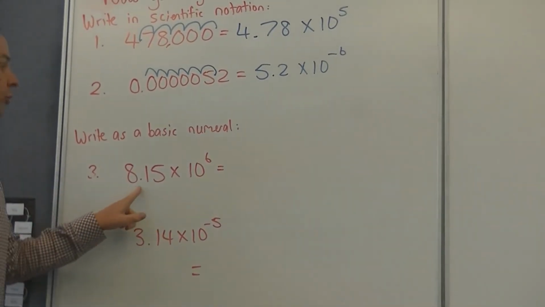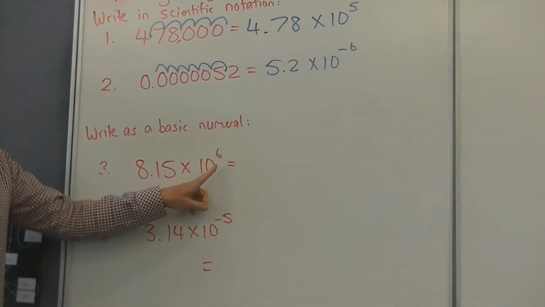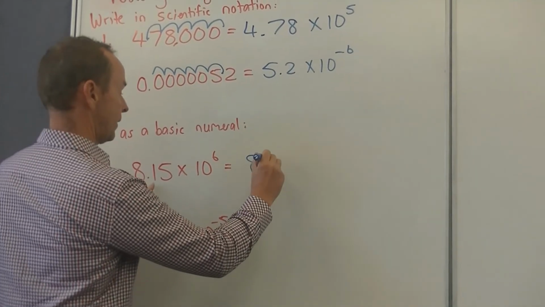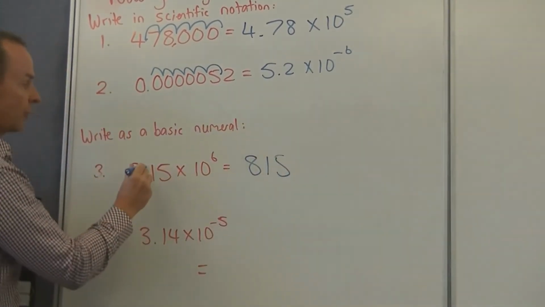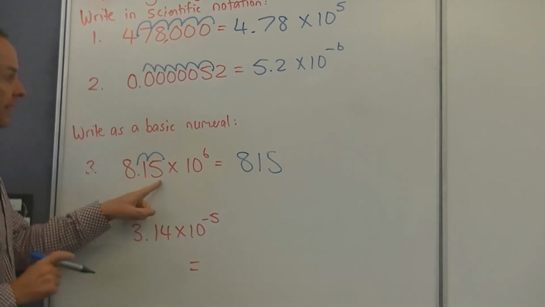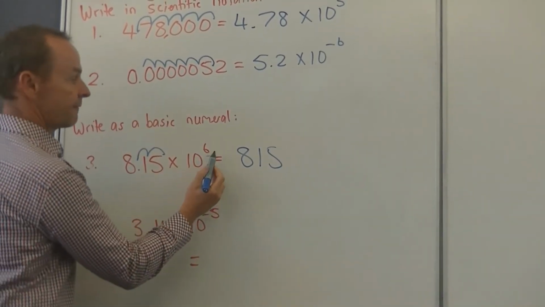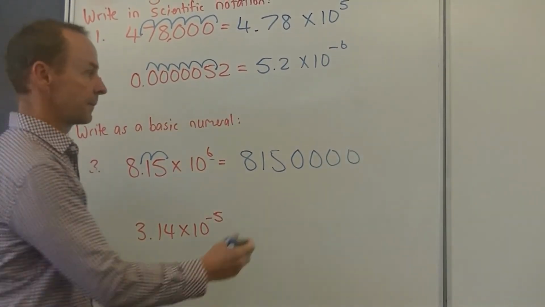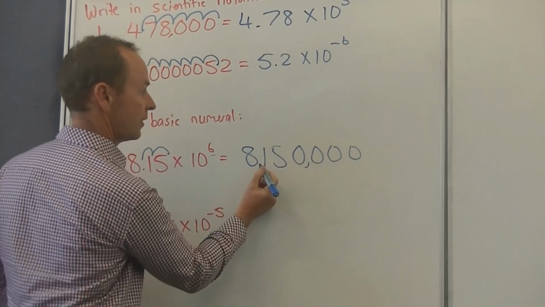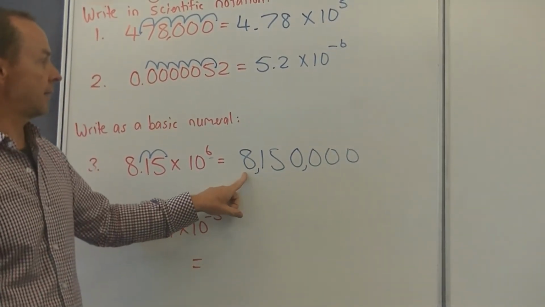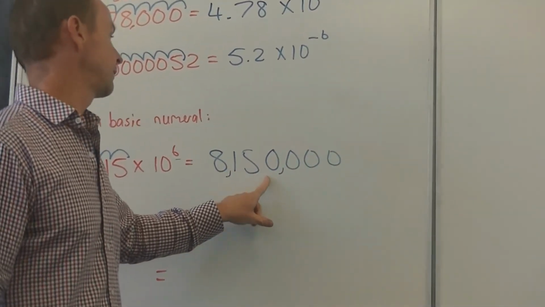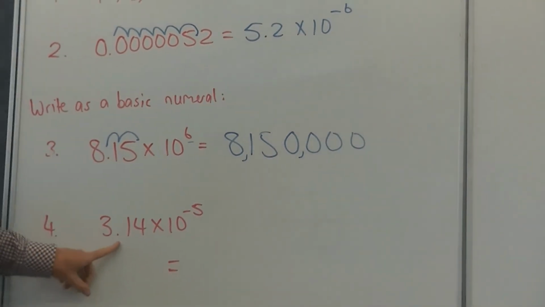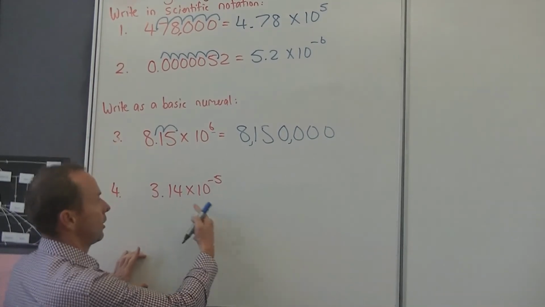Now, write it as a basic numeral. There's our number. It's a big number because it's to the power of 6. 10 to the power of 6. So we write down 8, 1, 5. So we've already jumped 2 decimal places to get 815. So we need another 4. So we add 4 zeros. 1, 2, 3, 4. There's our answer. Put commas in. Every 3 digits, put a comma in. So now we can see the number is 8,150,000. Excellent job, guys.